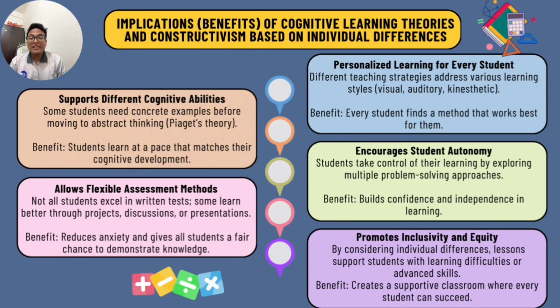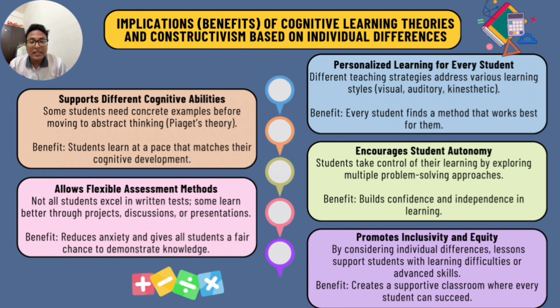Alright, this one is the implication or benefit of cognitive learning theories and constructivism based on individual differences. The first one is personalized learning for every student. Different teaching strategies address various learning styles, which are visual, auditory and kinesthetic. So the benefit is every student finds a method that works best for them. For the second one, cognitive learning theories and constructivism help support different cognitive abilities. Some students need concrete examples before moving to abstract thinking, like in Piaget's stages. So the benefit is students learn at a pace that matches their cognitive development.